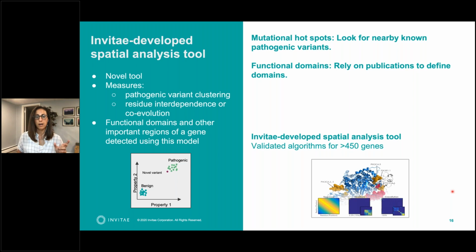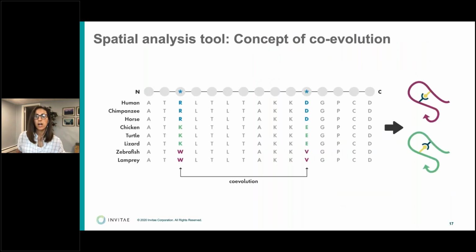And we use, again, pathogenic and benign variants in a single gene to measure features like pathogenic variant clustering and residue interdependence, or otherwise called coevolution. We currently have this tool developed for over 650 different genes. So while identifying pathogenic variant clusters in a region of the gene is pretty straightforward, I wanted to go into a little bit more detail about how coevolution works.